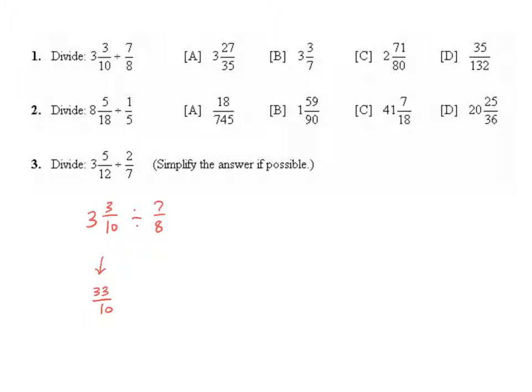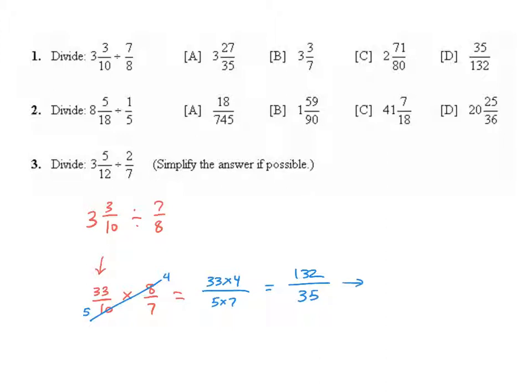Now I'm going to multiply by the reciprocal of 7/8, which is 8/7. And then I'm going to look for opportunities to cross simplify. I can pull a 2 out of 8 and out of 10. So that becomes a 4 and this becomes a 5. My problem is now 33 times 4 over 5 times 7. 30 times 4 is 120 and 3 times 4 is 12. So that's 132 over 35.